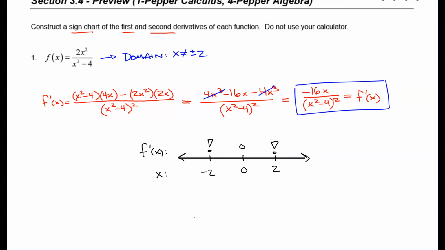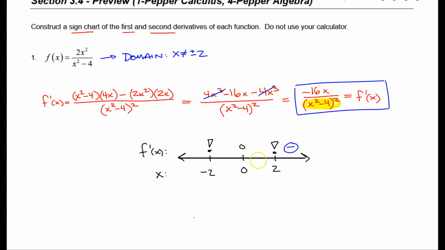And then I'm going to go ahead and pick test points on each of these intervals to figure out what the sign of the first derivative is. The first thing I notice is that my denominator, x squared minus 4, that quantity gets squared, so for all real numbers, that will be a positive value. That means the numerator determines the sign of my derivative. If I pick a test point out here to the right of x equals 2, I'm going to have a positive number times negative 16. That's going to give me a negative value in that interval.